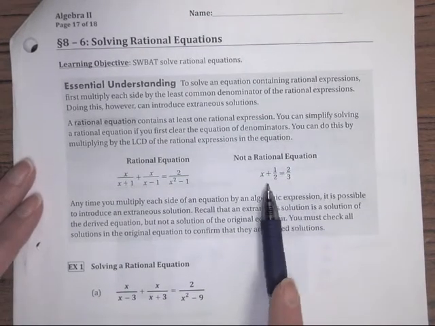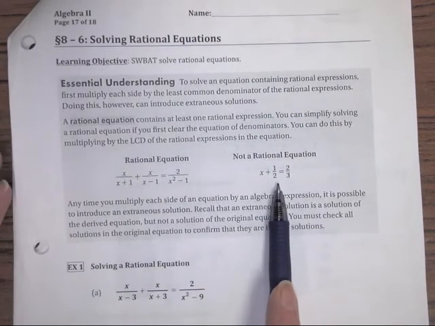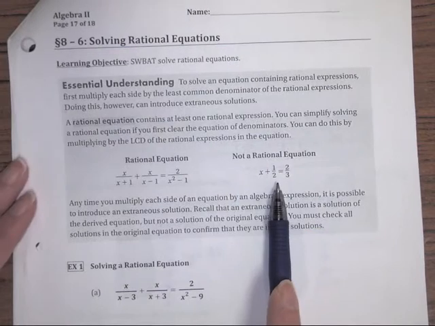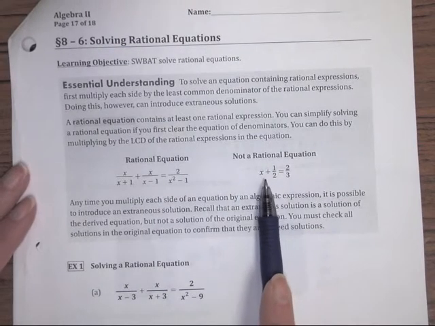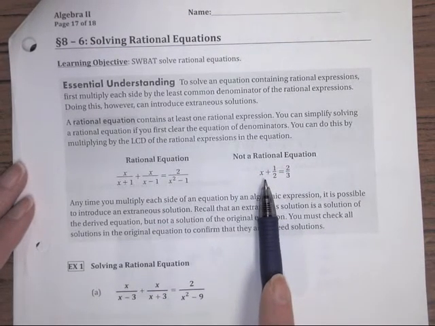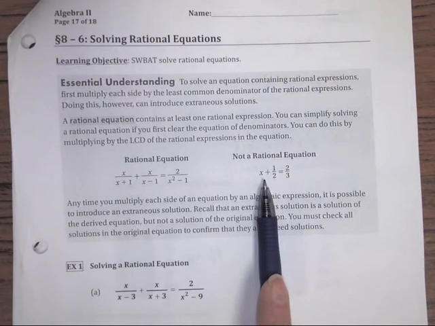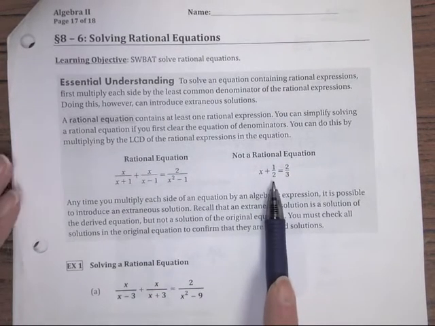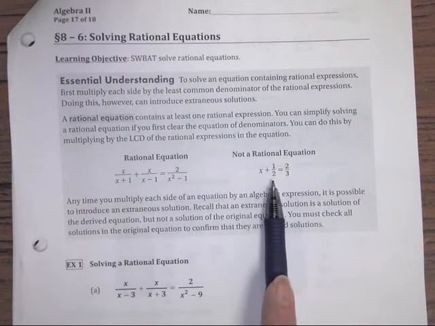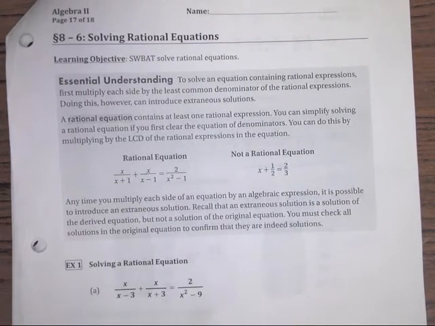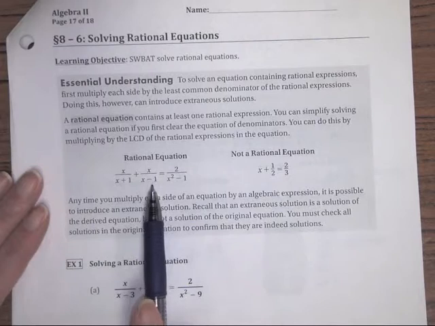So this is a rational expression. This has fractions in it, but it's not a rational expression, and the reason why is because the variable is not in the denominator anywhere. This is just a regular old equation with fractions in it. You know, subtract 1/2 from both sides, deal with adding and subtracting fractions. This is a little bit different.